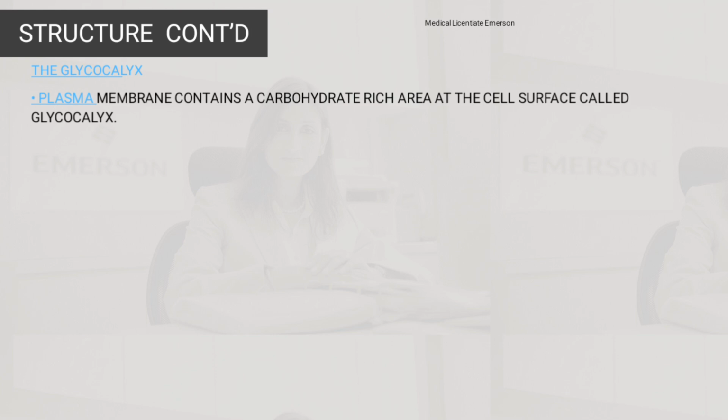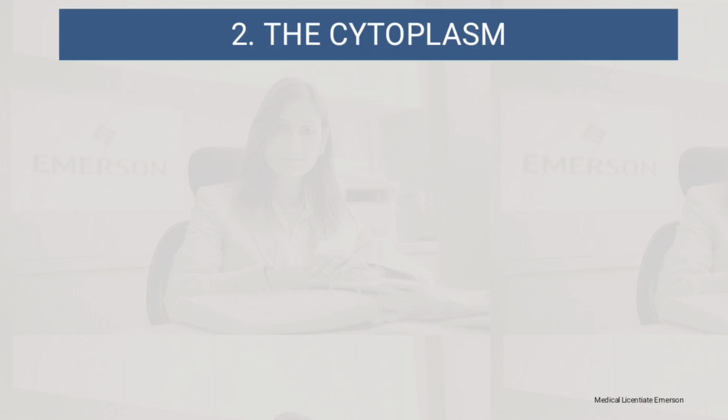Okay, so moving on. So there are some structures within the structure of the plasma membrane. We have what we call the glycocalyx, which is where the plasma membrane contains a carbohydrate-rich area at the cell surface. We call it the glycocalyx. Then that's all in the plasma membrane.